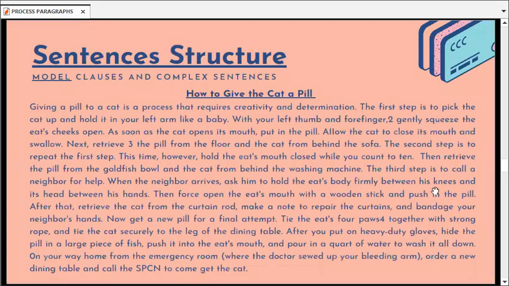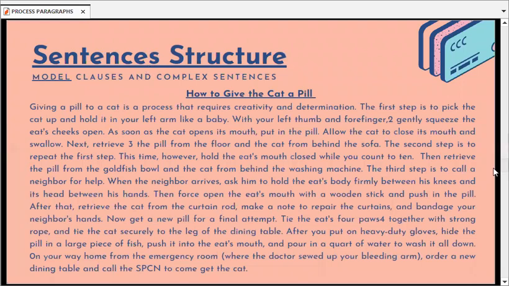Tie the... Hilang eh. Kok hilang sih? Bentar, Mat. Aduh, ayo lu. Nah, udah belum?